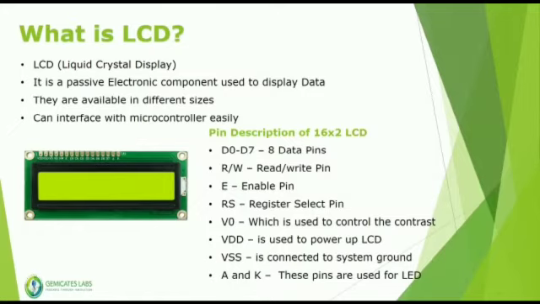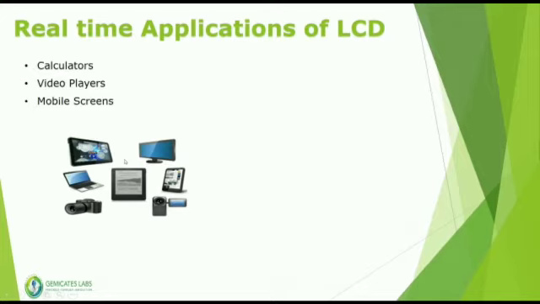Next is LCD. It is a passive electronic component used to display data, and we can easily interface it with a microcontroller, and it is available in different sizes. Coming to the pin description of the 16x2 LCD display, it consists of 8 data pins, which are D0 to D7, and read-write pin, enable pin, register select pin, contrast control pin, power pin, and ground pin, and 2 pins for LED, those are A and K pins. Some real-time applications of LCD are calculators, video players, mobile screens, etc.